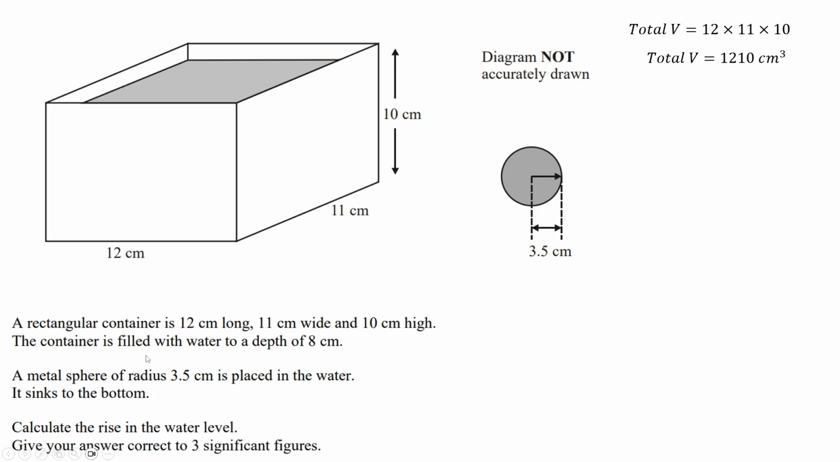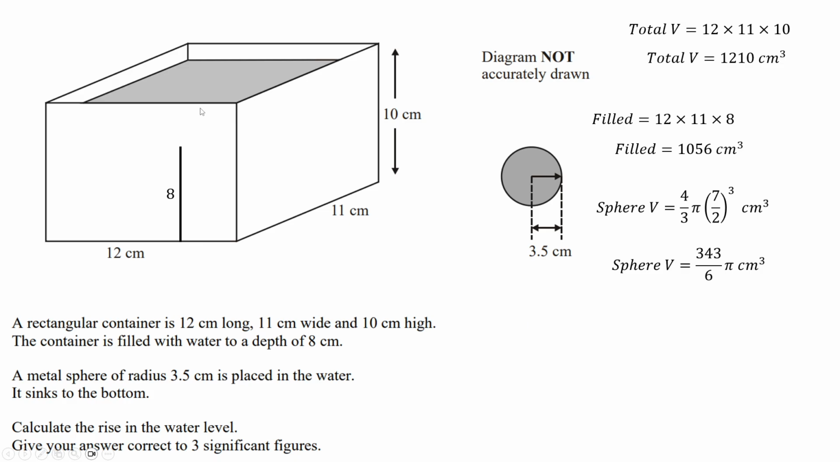Okay, the height of the water so far is going up 8 centimeters. Okay, so it's only 8 up because you see it's not reached the top. Okay, so 12 times 11 times this new height 8 is how much is filled, which is 1,056. Okay, now the volume of the sphere is just going to be 4/3 pi r cubed. Okay, and we drop that into it. Okay, so the new volume after we've put in the sphere is this 1056 plus the volume of the sphere that we've just added into it. Okay, and that gives us something roughly like this.